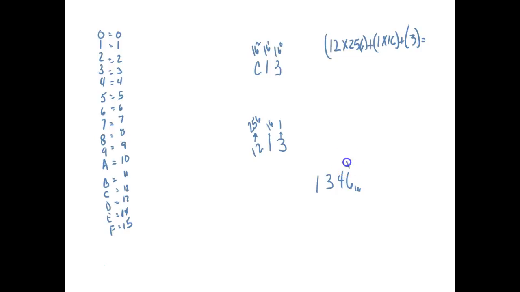So this is 16 to the zero, this is 16 to the first, which is 16, this is 16 squared, which is 256, and then this is 16 to the third, which is 4,096. So what would I do? Well, I would say 1 times 4,096. What we can do is look at this power chart and get the decimal equivalent of all of those powers. If I look at 16 to the third, it says it's 4,096. 16 to the second is 256, 16 to the first is 16.